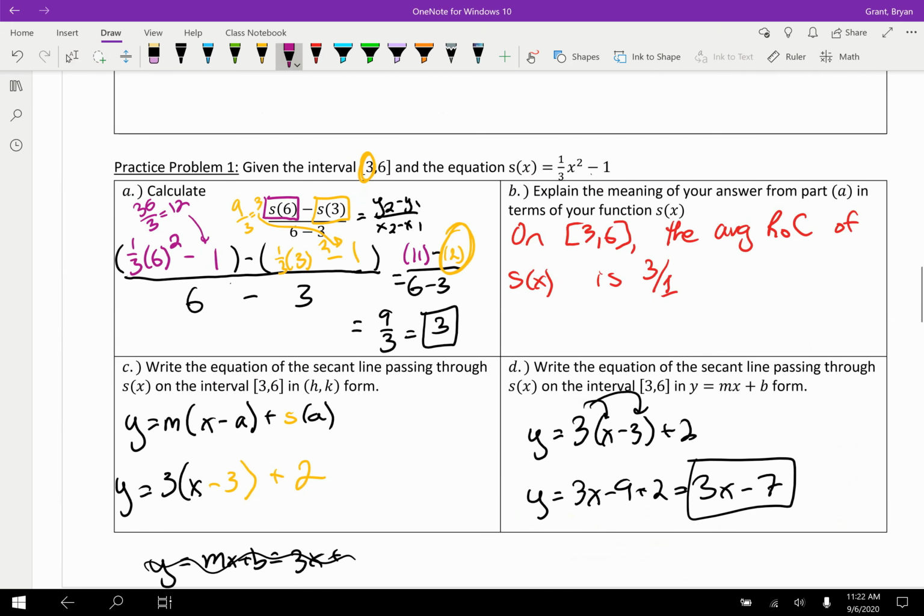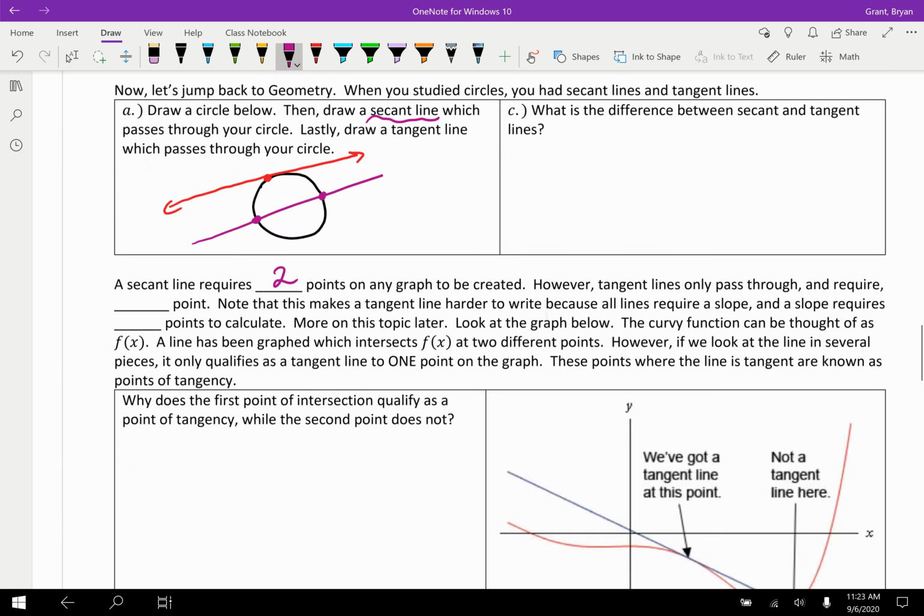In order to create this secant line, you're like, well, we only needed 1 point. Well, you actually needed 2, and the part that needs 2 is actually the slope, right? In order to find the slope of 3, we had to use 2 points, y2 minus y1. If we weren't able to find the slope, then we couldn't have created the secant line. So you're right in that this only required 1 point. That's actually really important later on, but the tricky part is the slope required 2. Okay? So tangent lines only pass through and require 1 point.